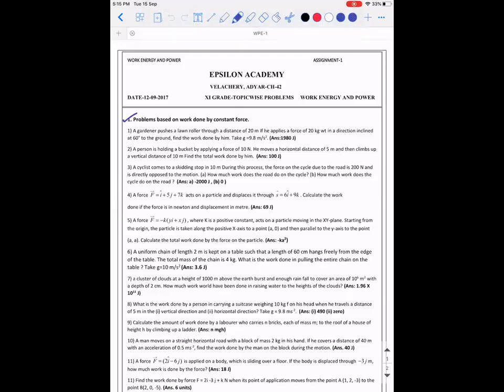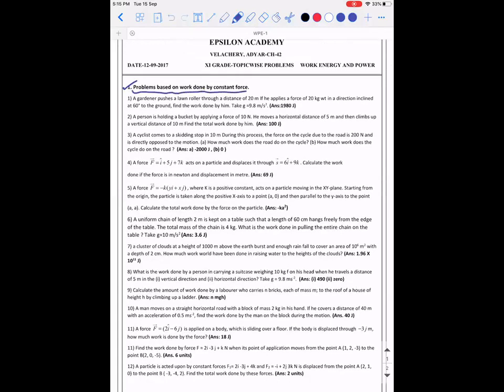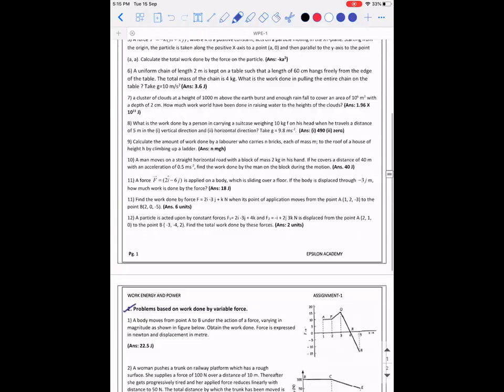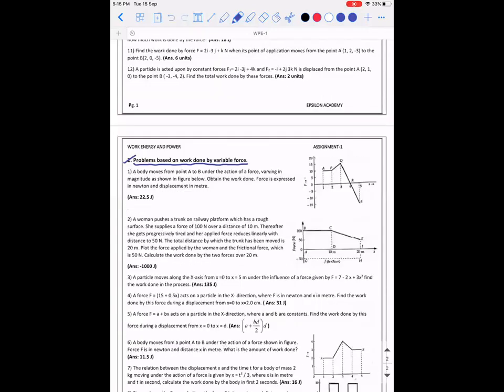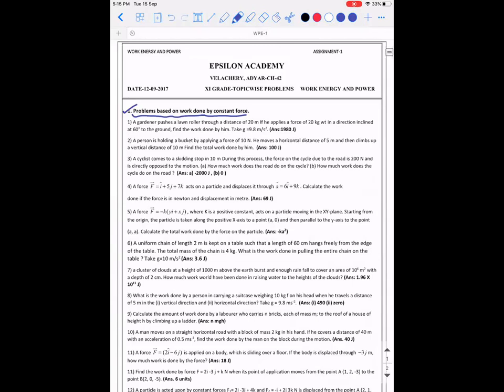Yes, sir. So we'll do problems which are based on work done by constant force and work done by variable force. This itself will give you clarity on how to handle work done. This is very, very important because the subsequent topics that we are going to discuss will involve this concept. At that time, you should not have any doubts. So let's see the first few problems.